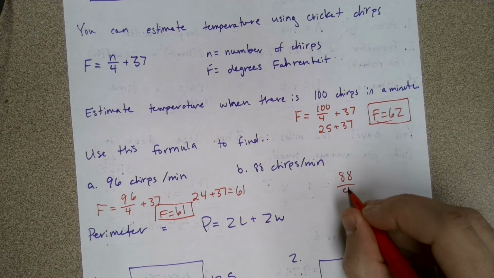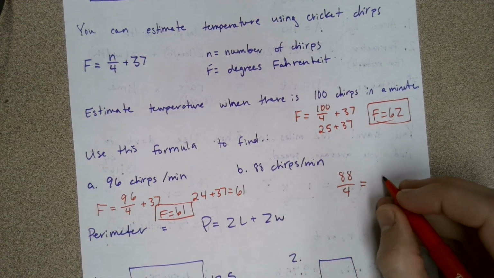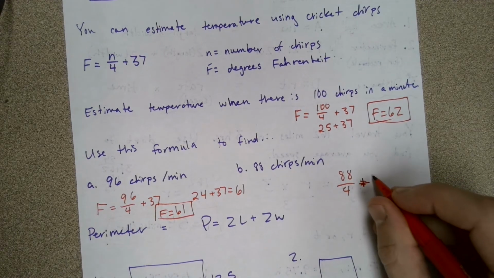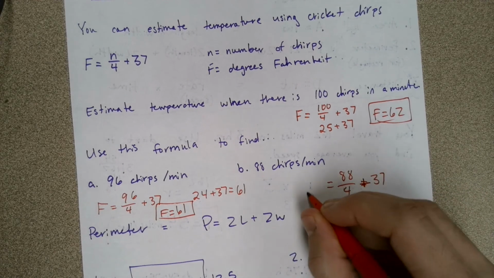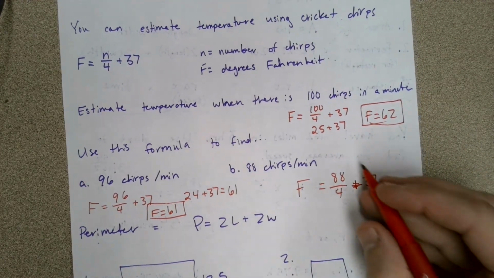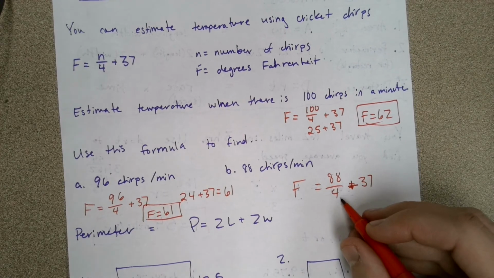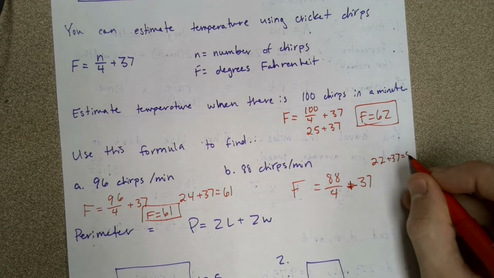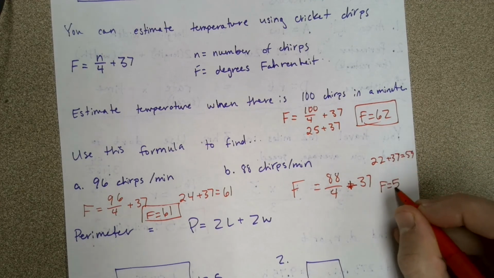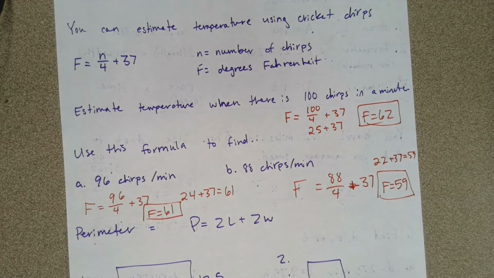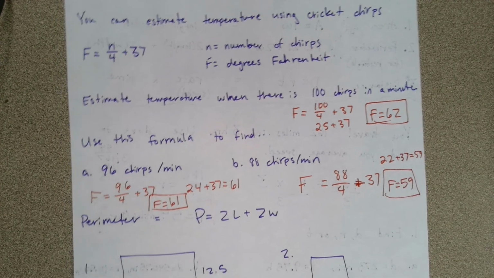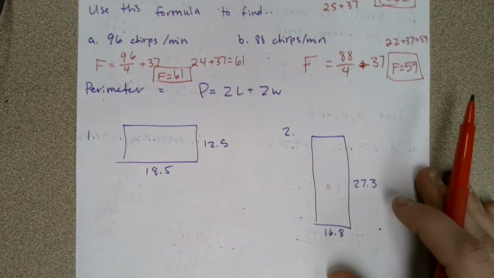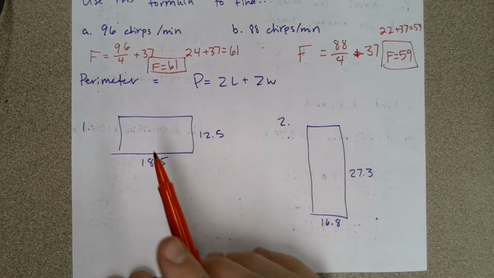88 divided by 4 plus 37. That's what equals F. 88 divided by 4, I know that's going to be 22 plus 37 equals 59. F equals 59. I got one more for you to do there on the Edpuzzle using that same strategy, using the same formula. You're just plugging in a number, solving for that. All right, we got one more.